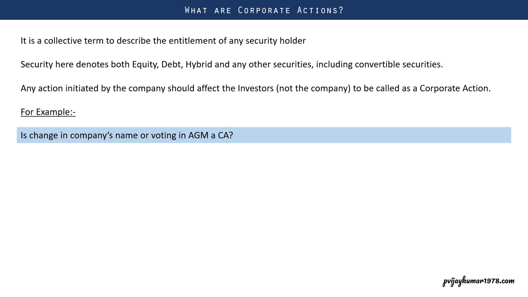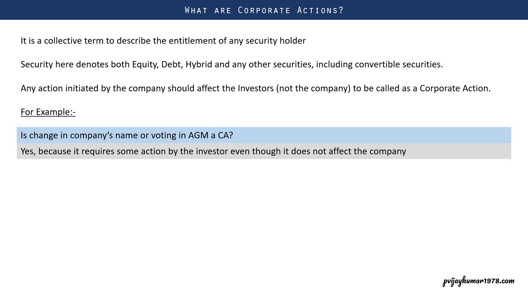For example, consider the following situation. Is change in company's name or voting in AGM a corporate action? The answer is yes, because it requires some action by the investor even though it does not affect the company.